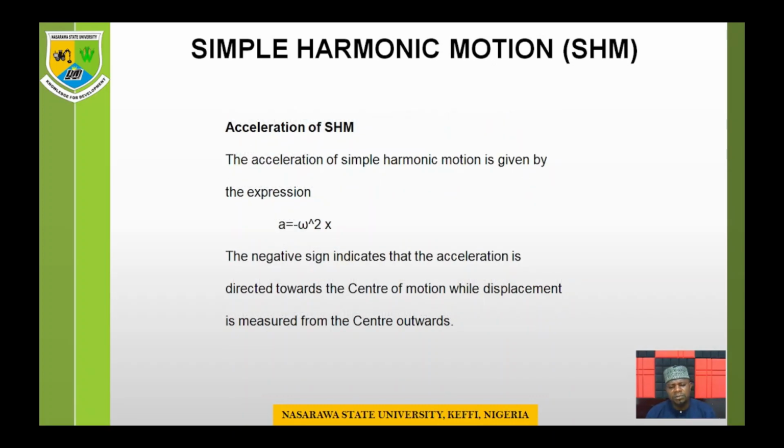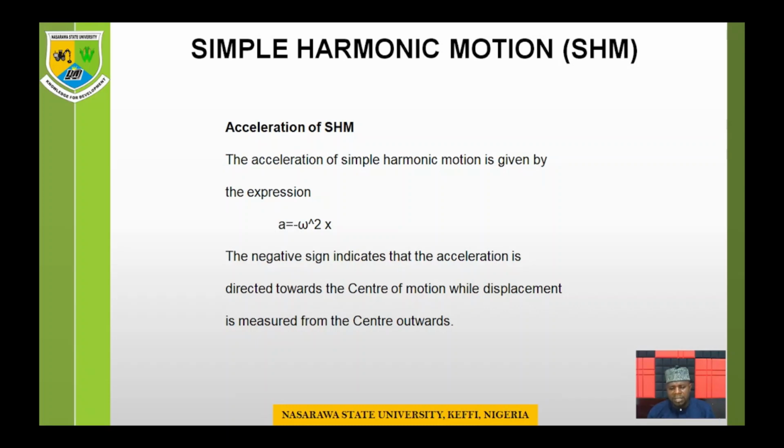Then acceleration of simple harmonic motion. The acceleration, as we all know, is simply what? Velocity divided by time. Change in velocity divided by time is simply acceleration. And in the case of simple harmonic motion, we say the acceleration is given by a equal to minus omega squared x. And that negative sign there has an implication.